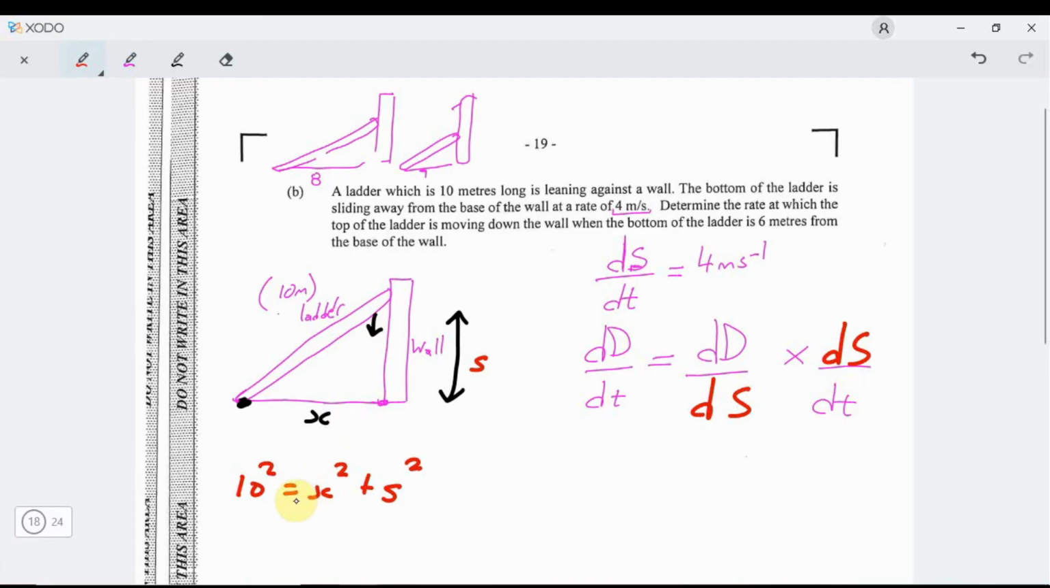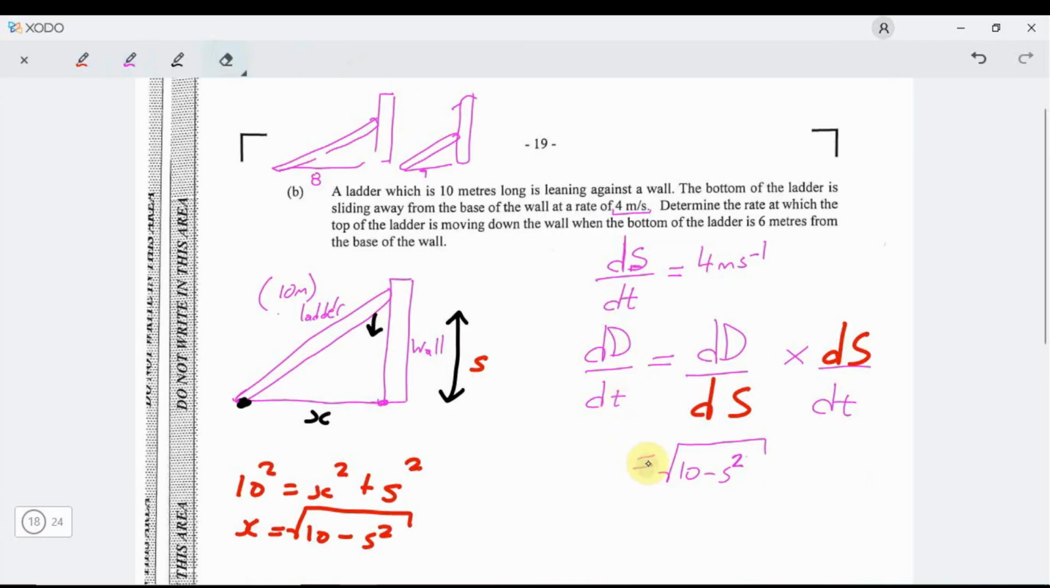Cool. So if we go ahead now and make x the subject, when it slides away, x is what? The square root of 10 squared minus s squared. Yeah, that's x. So in that case now, this is just the square root of 10 squared minus s squared.